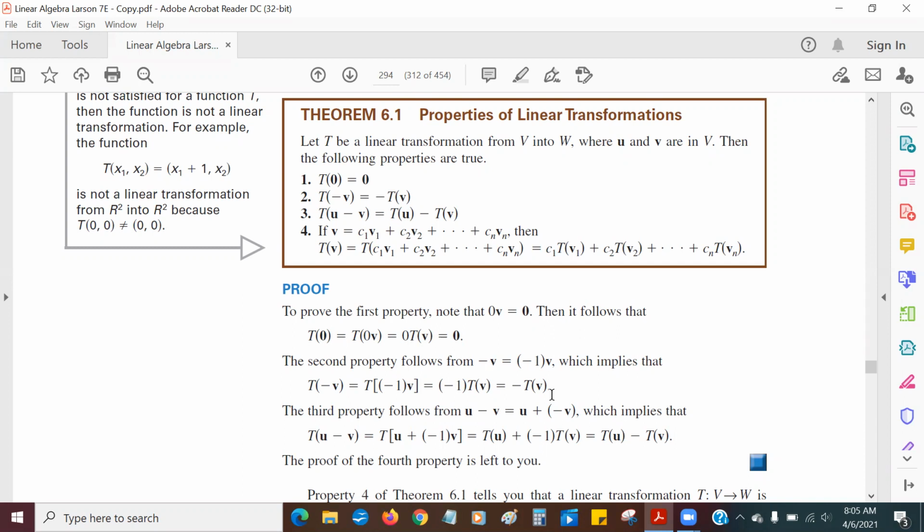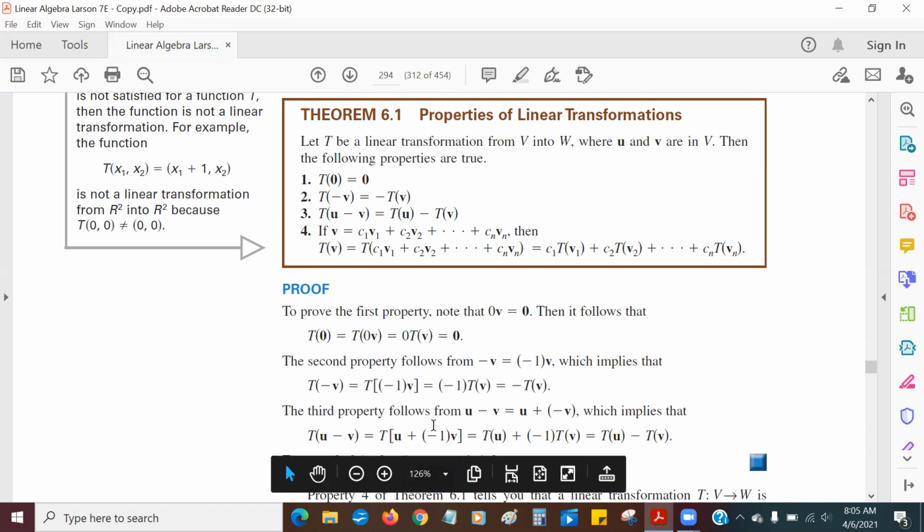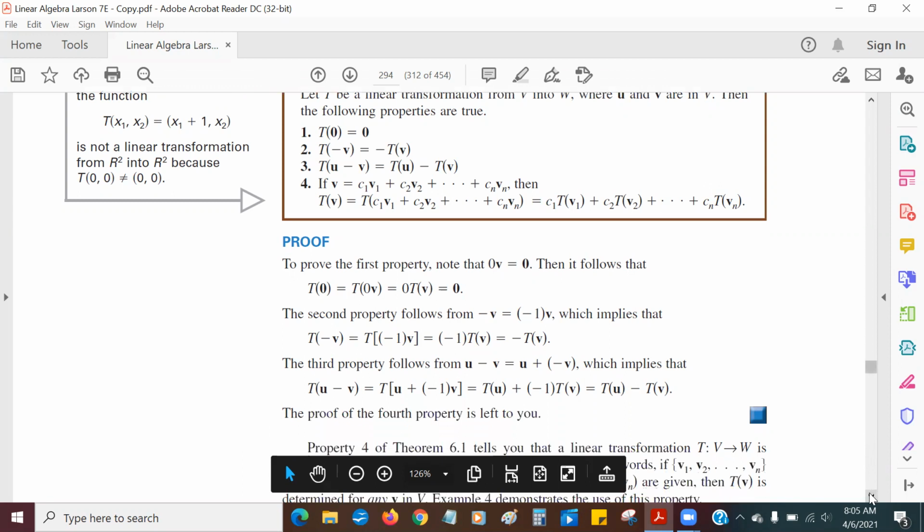So if I have the negative of a vector in V, it gets mapped to the negative of the respective vector in W. And the third one, well, again, we're taking the properties of vector spaces. T of u minus v, well, u minus v is the same thing as u plus negative 1 times v, so T of u plus T of negative 1 v, which is negative 1 T of v, which is T of u minus T of v. So it all works out. And the last one also follows from just taking the two definitions and combining them. Anyway, let's move on.